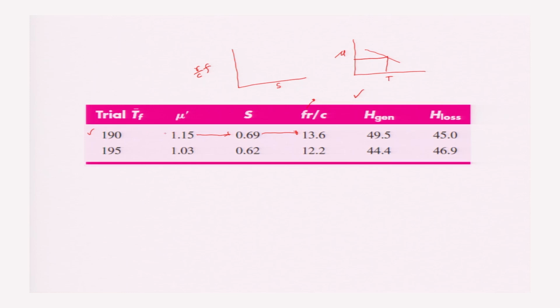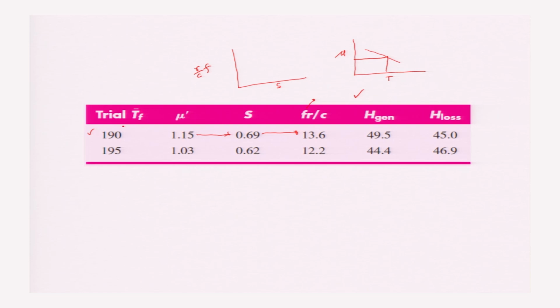Now, in the first trial, these two are not the same. Generation is 49.5 and loss is 45, and so more heat is generating and the heat loss is lesser, and so the temperature of the lubricant will increase, and that will decrease the viscosity, and thus you may not get stable behavior.